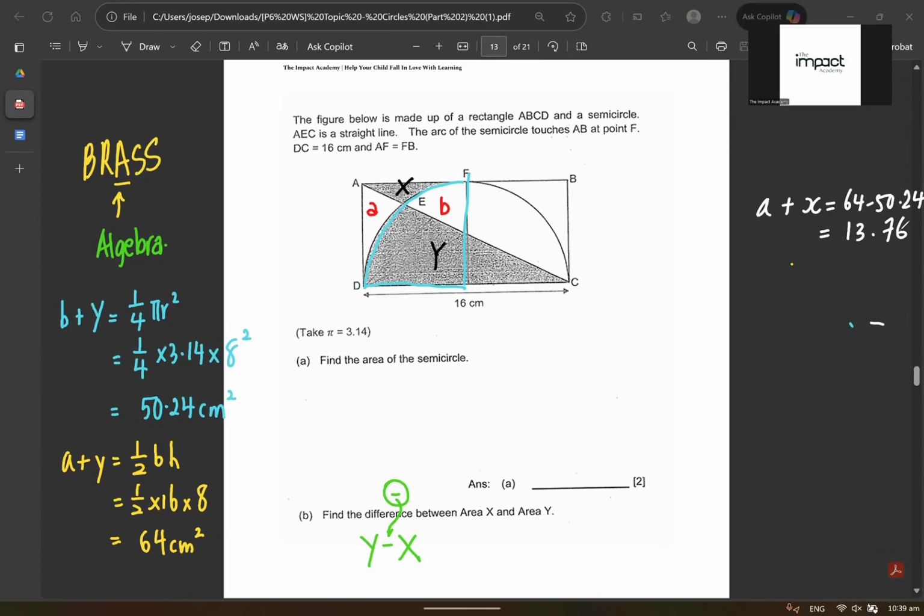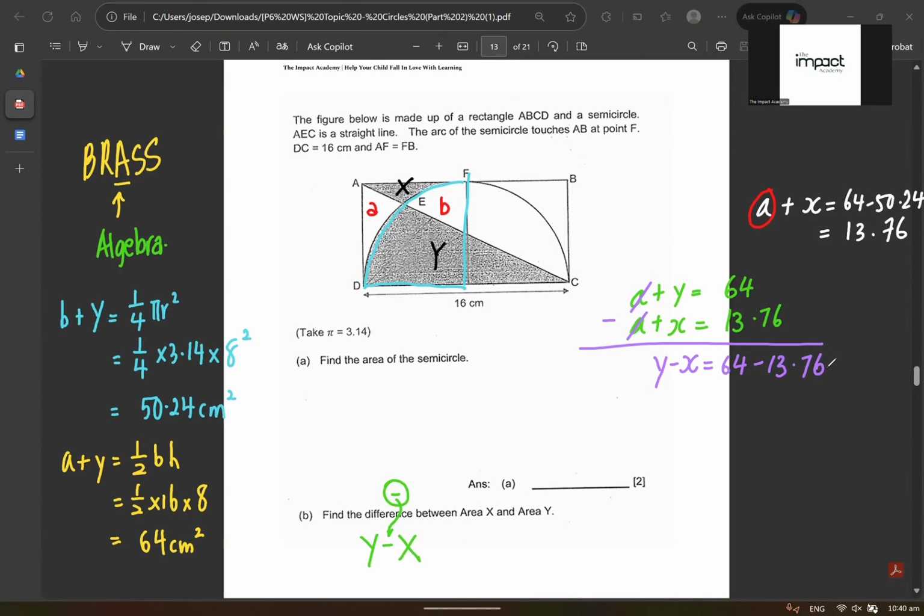Now, do you see anything that is common over here? There must be something common. Yes, exactly. So you want to combine these two together. If a plus x is equal to 13.76, and remember I want y minus x, I put a plus y above. Do you see that a and a is repeated? Isn't this repeated identity? That means you're minusing, so a minus a disappears. What am I left with? The only thing I can do is just write y minus x, which is 64 minus 13.76.